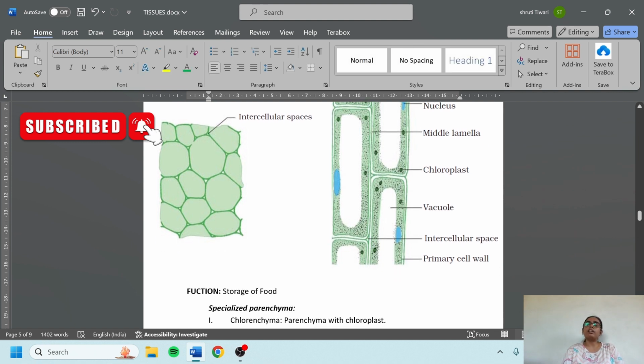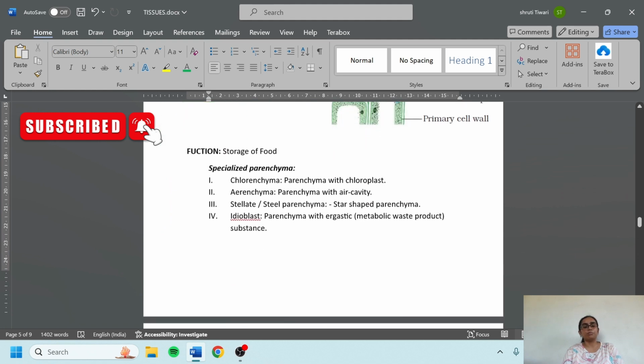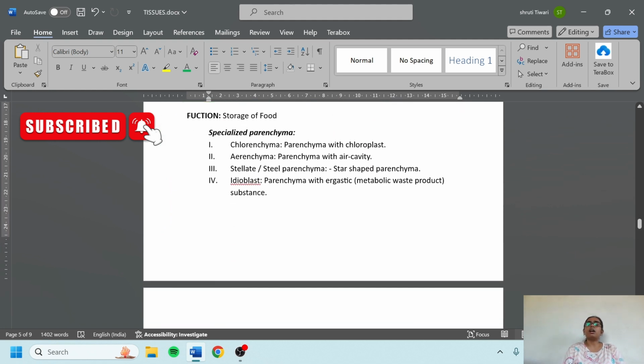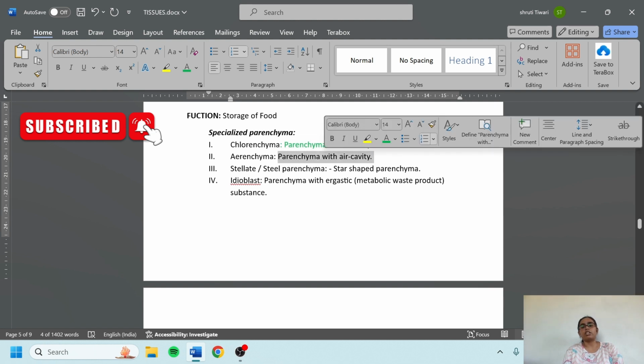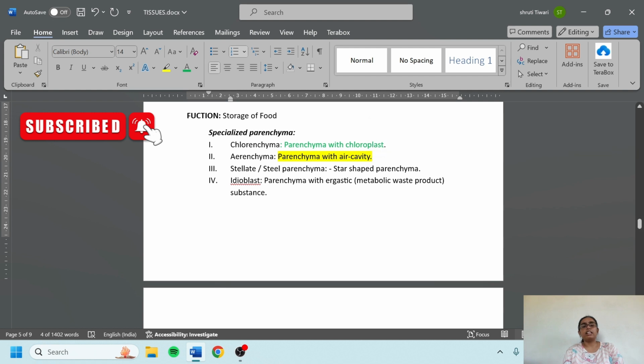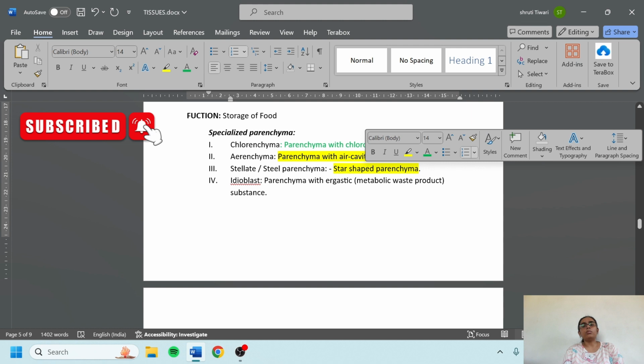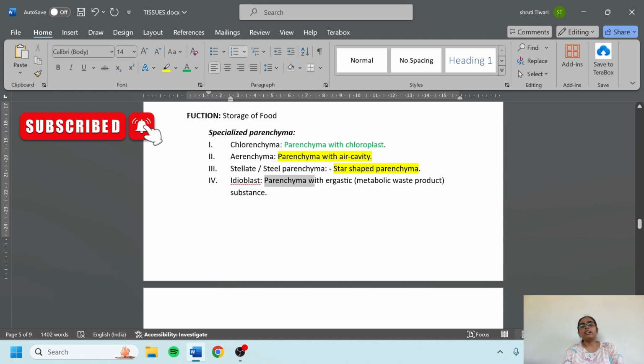Now, the function of parenchyma is the storage of food. Specialized parenchyma are chlorenchyma, aerenchyma, stellate parenchyma, and idioblast. Parenchyma which are present with chloroplast are known as chlorenchyma. Aerenchyma are the parenchyma with air cavities present in them. Stellate parenchyma are the star-shaped parenchyma. And idioblast is parenchyma with ergastic, that is metabolic waste substances, present.